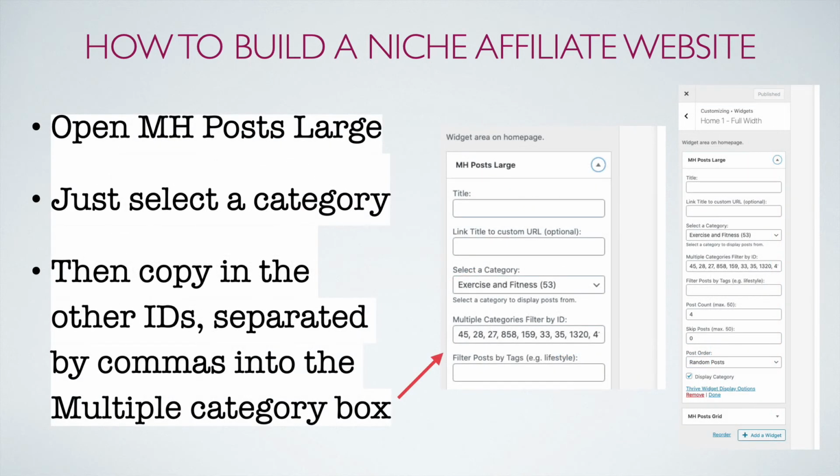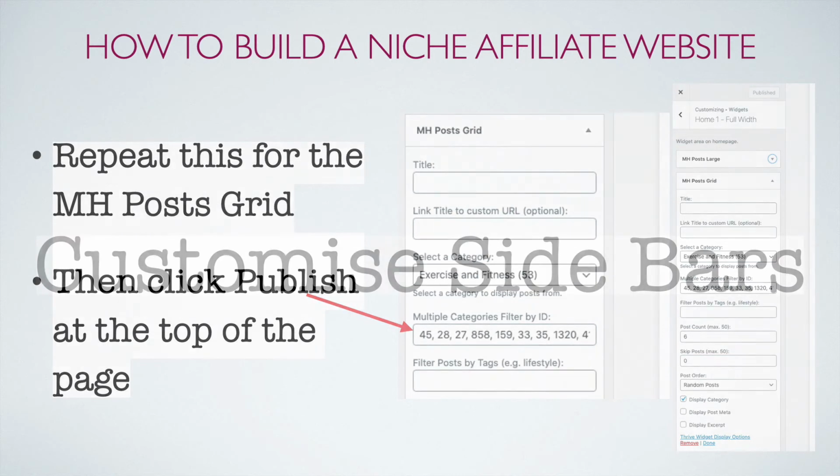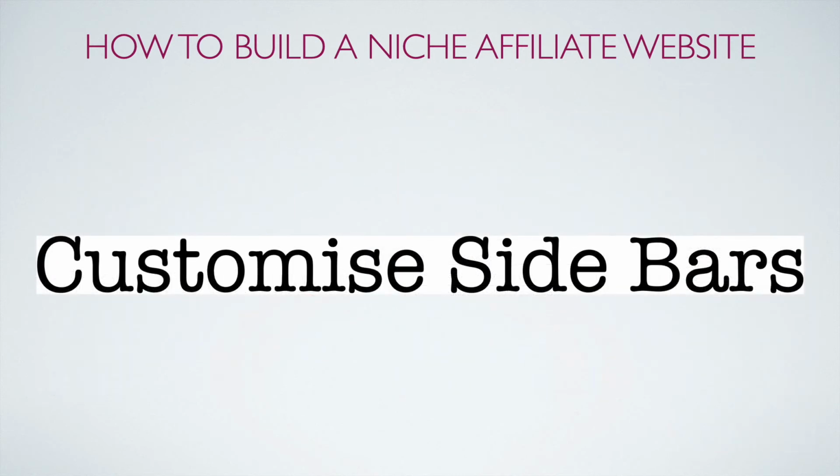So I'm opening MH Post Large. I select the category, so in this case exercise and fitness, but then I copy in the other IDs separated by commas into the multiple category box. And then I repeat this for the MH posts grid, and then I click publish at the top of the page. And note that I've got it set to publish random posts, and in the grid I've got 6 posts being published, and in the other one I've got 4. And this enables me then to have the screen that you saw right at the beginning.